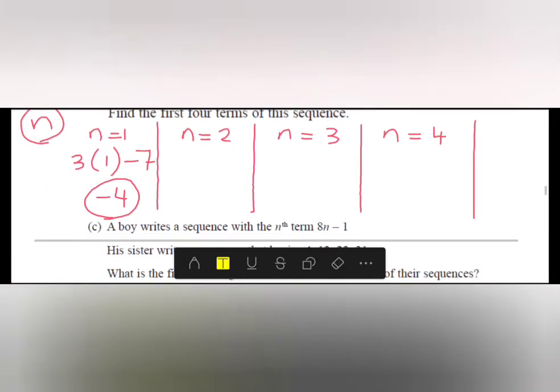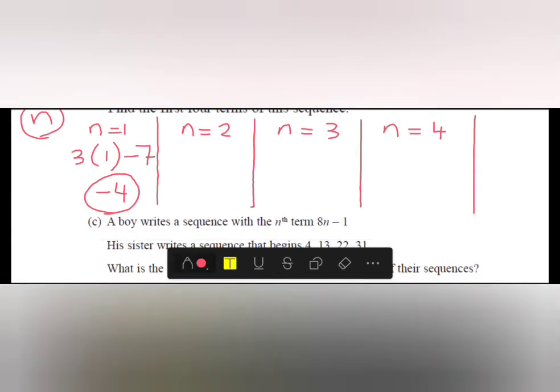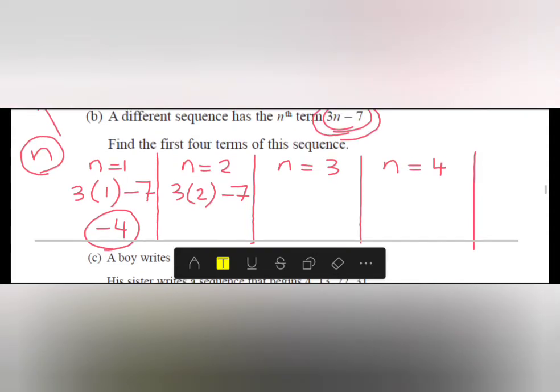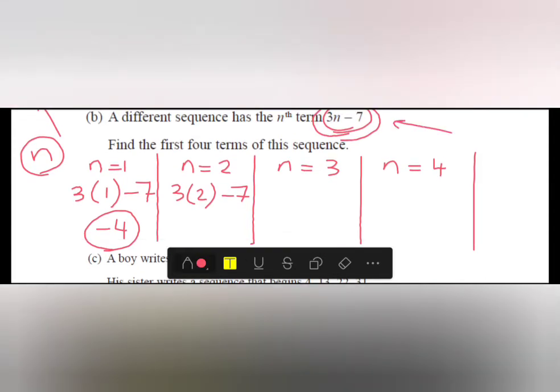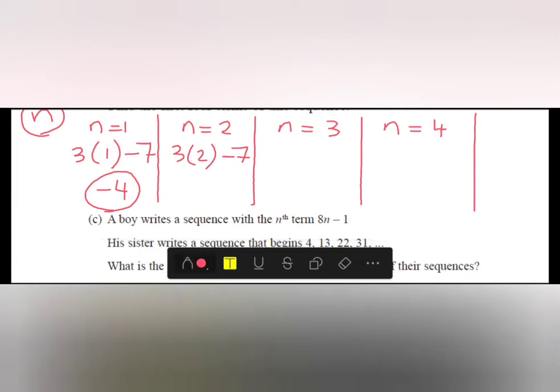And then second one is what? 3 and minus 7. Very good. We're going to use the same. So 3 multiplied by 2 minus 7. And remember, this is the nth term that we're using, which is this formula here. 3n minus 7. So 3 times 2 equals what? It's 6. And then 6 minus 7 equals what? Very good, minus 1. And then the next one, we have n equals 3. So 3 multiplied by 3 minus 7. 3 times 3 is 9. Minus 7 equals 2. And this is the third term.